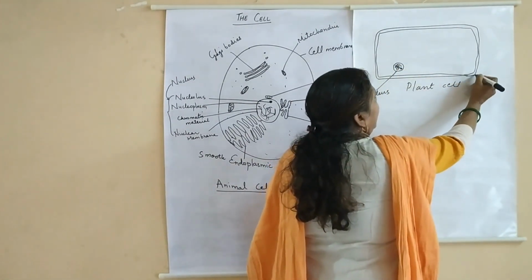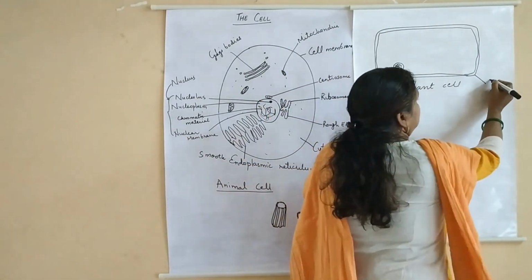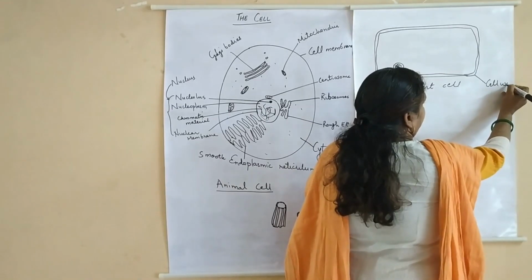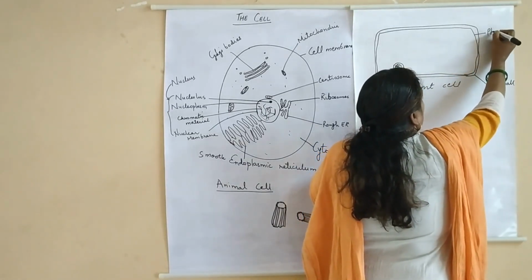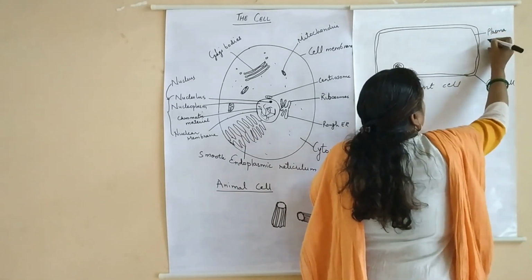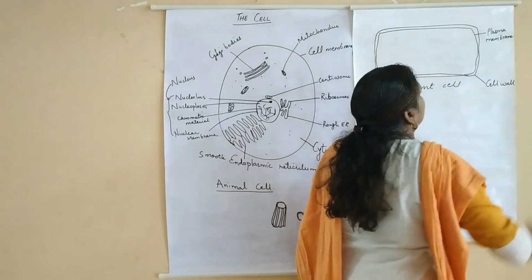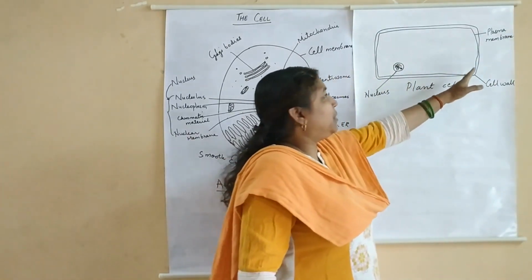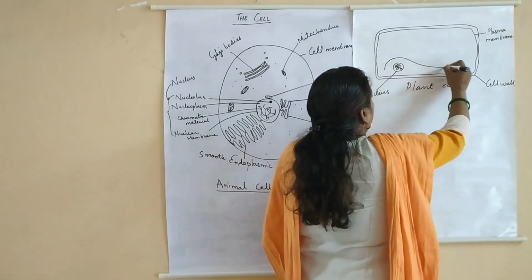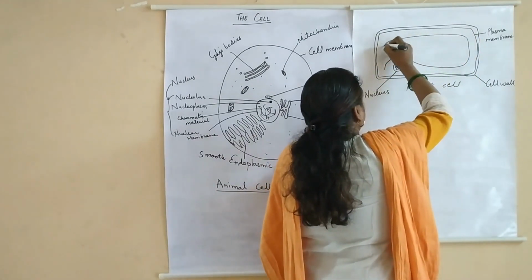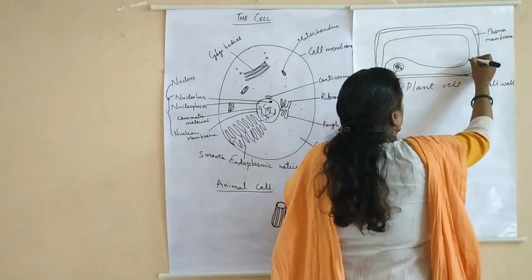It will have one additional protective covering called the cell wall. And the inner one is your cell membrane or plasma membrane. And it has a big vacuole. This is your vacuole.